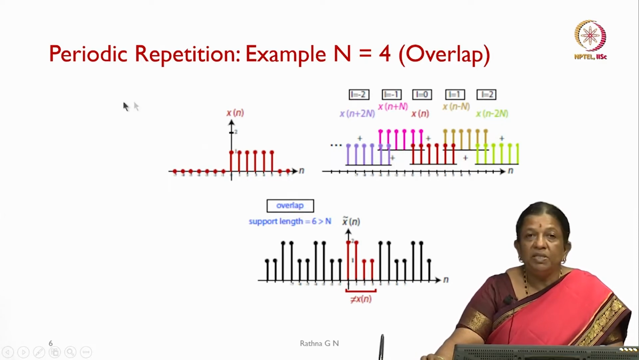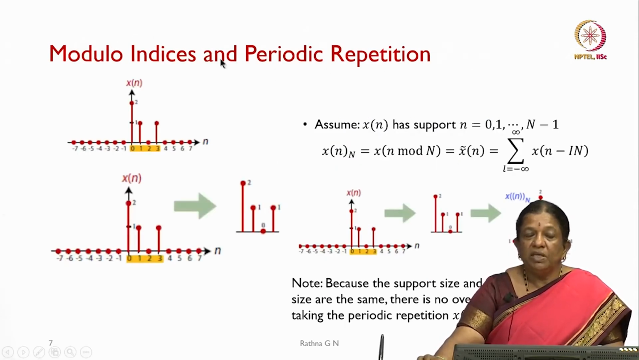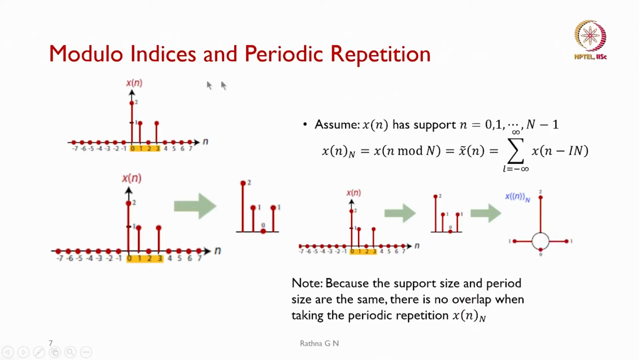So, one has to keep in mind how the periodic repetition is going to have an overlap when our length is greater than N. So, coming to the thing, we will see how we are going to have the periodic repetition once again. So, you have x of n here. Then what is going to happen? Only we are taking the samples here which are of length 4.